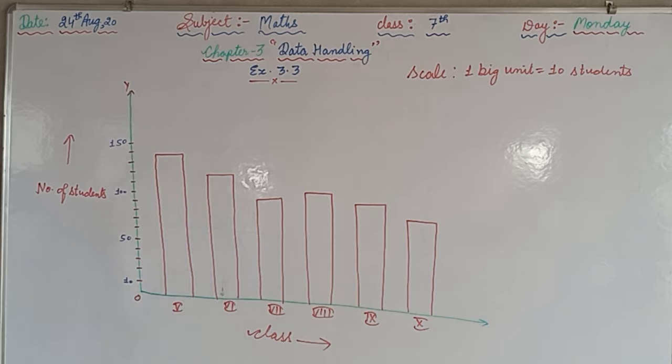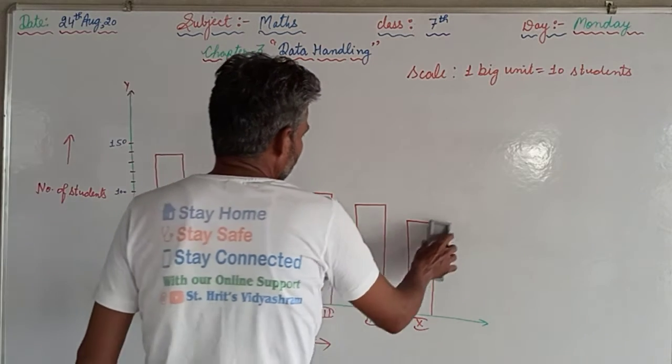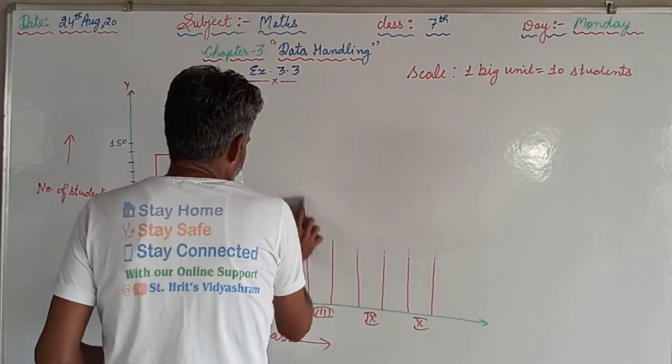At the same time, we will discuss the last exercise, that is 3.4, and that is a new concept for you, that is probability. What is probability?